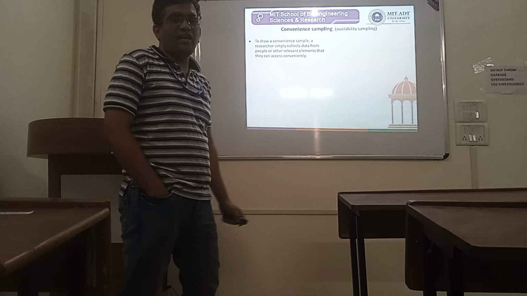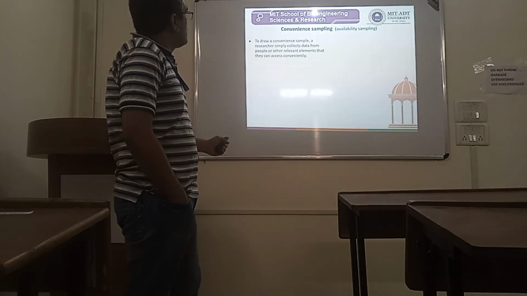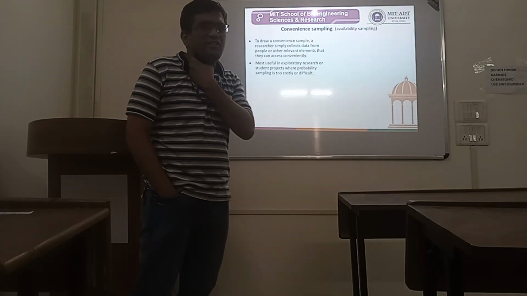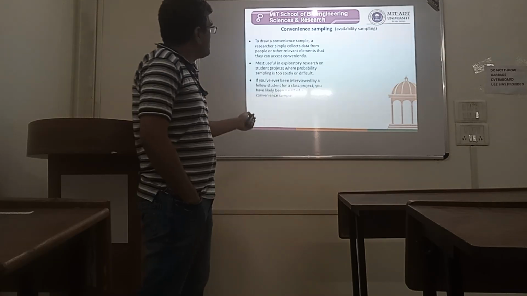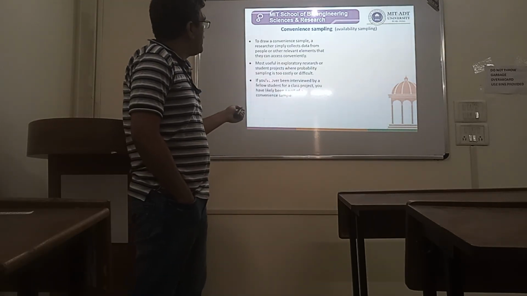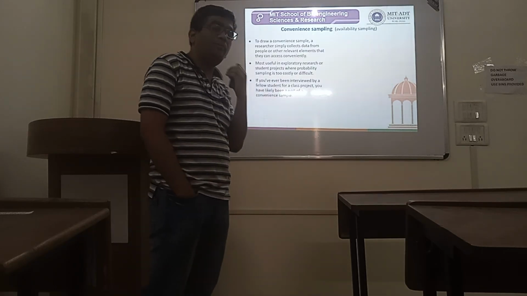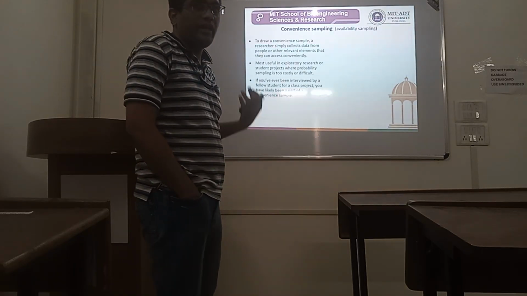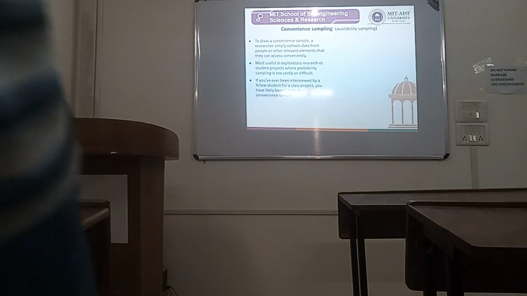The third and last method of qualitative sampling for today's lecture is consecutive sampling, or convenience sampling, or availability sampling. We check the availability as per our convenience. It is most useful in exploratory research and student projects, where the probability of getting the right individuals through the sampling is very small.